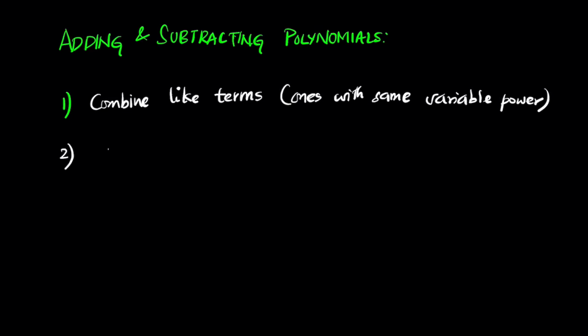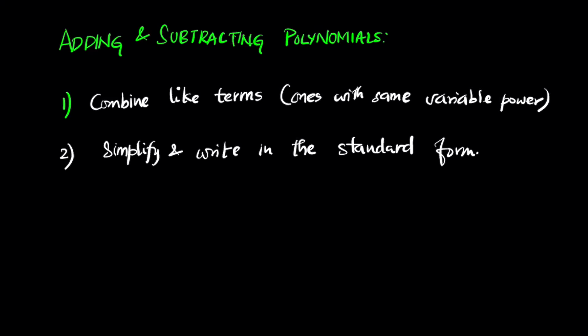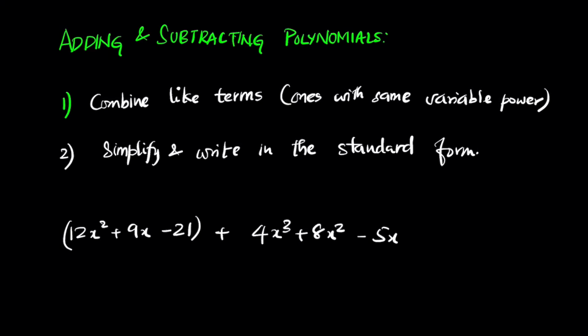Number 2, simplify and write in the standard form. So simplify and write in the standard form. For example, let's take a simple example. Let's say I have 12x square plus 9x minus 21 plus 4x cube plus 8x square minus 5x plus 20. So these are the two polynomials that I have. So the first step is to combine the like terms.